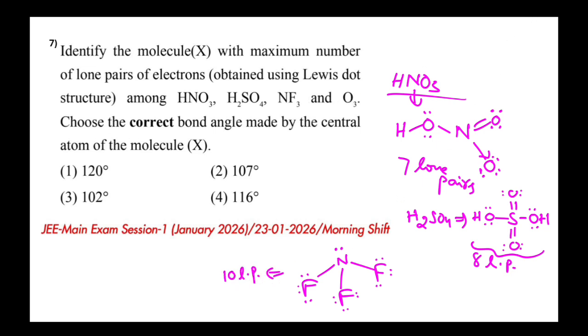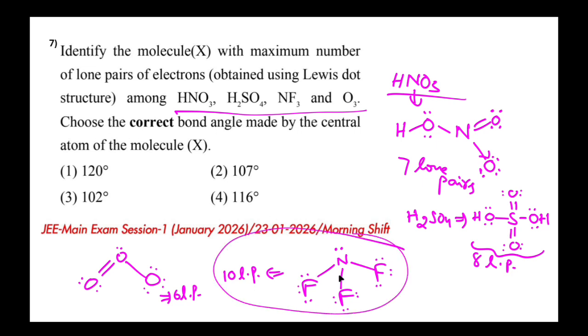Then we have the O3, ozone molecule. In the ozone molecule structure, if you observe, the lone pair electrons are represented like this. So the total lone pairs present are 1, 2, 3, 4, 5, 6 lone pairs in this molecule. So out of these 4 molecules, which molecule has more lone pairs? The NF3 molecule has more lone pairs.